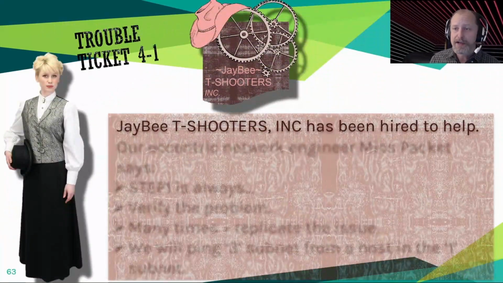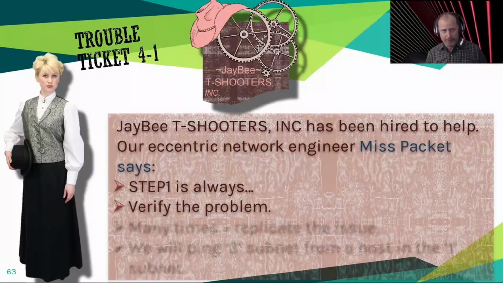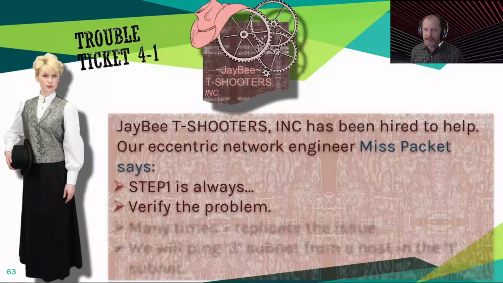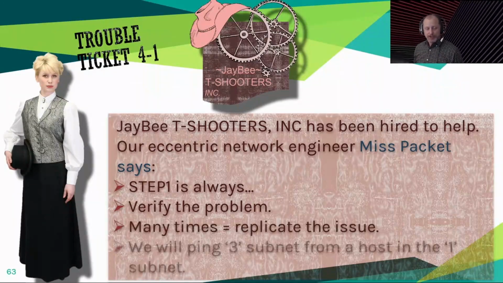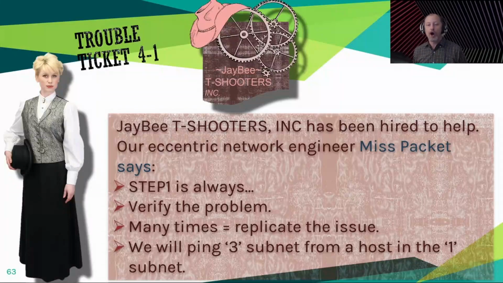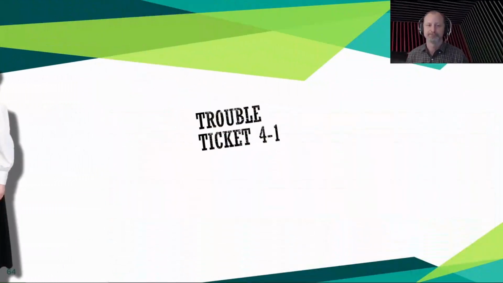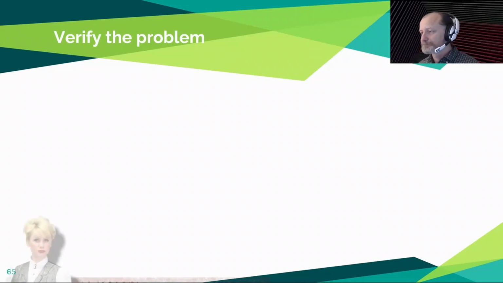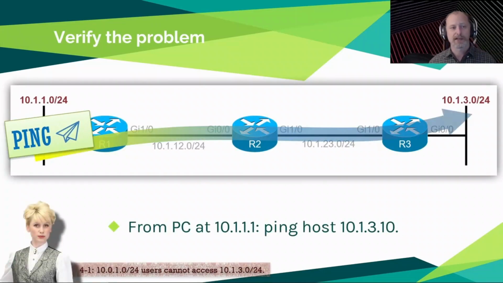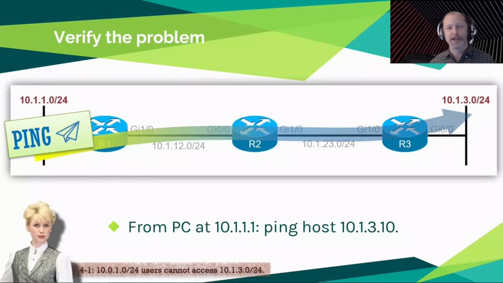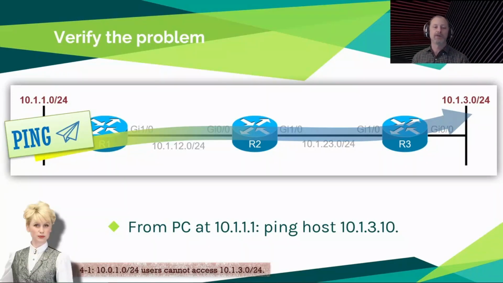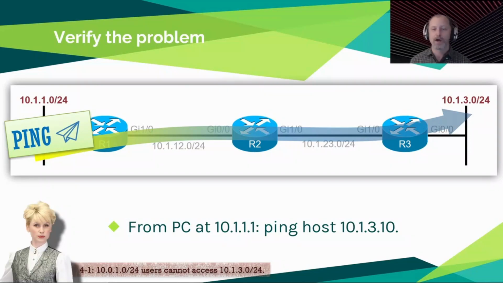So we've been hired to help, and we've got Miss Packet here who tells us that step 1 is always verify the problem. Generally, that means replicate the issue. So we're going to ping the 3 subnet from a host in the 1 subnet. So this is what it looks like. From PC1 at 10.1.1.10, we're going to ping 10.1.3.10.